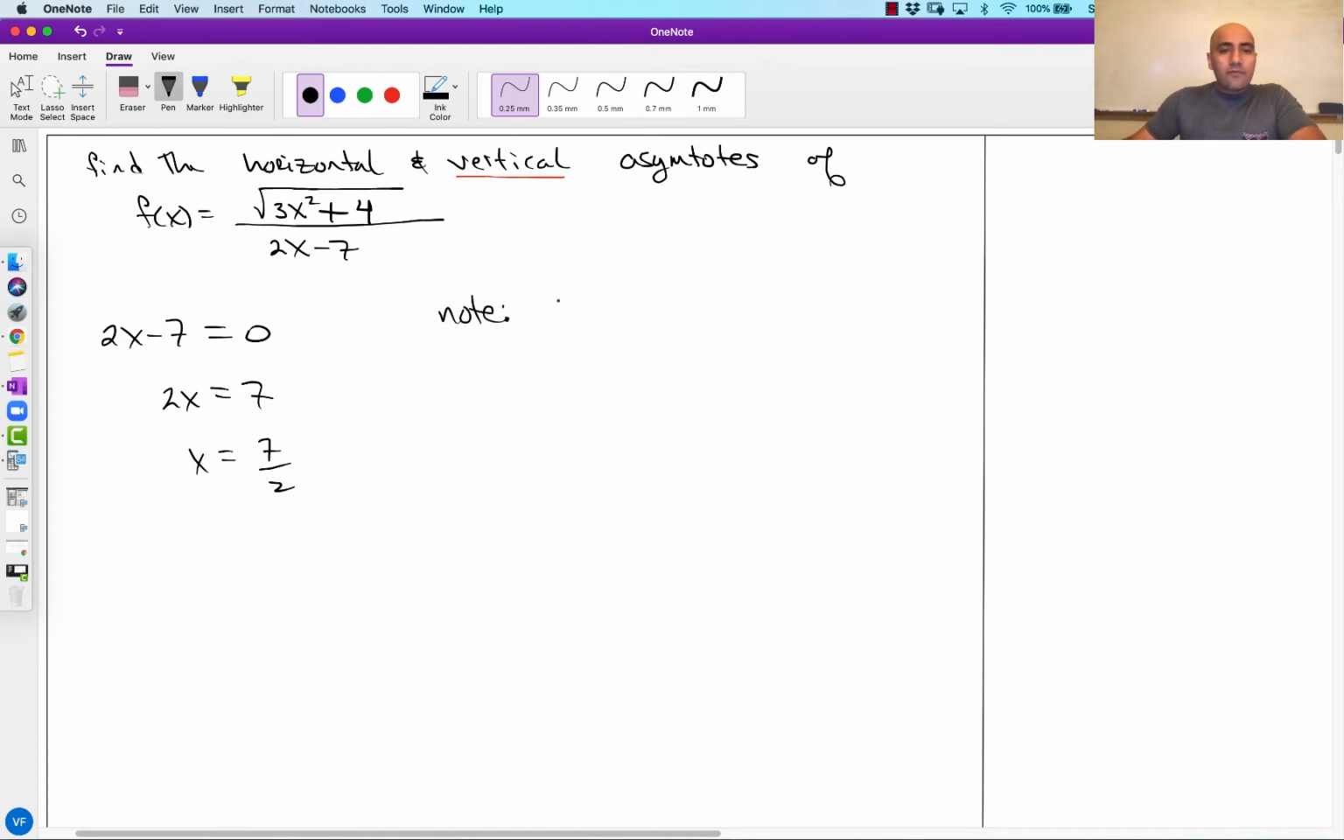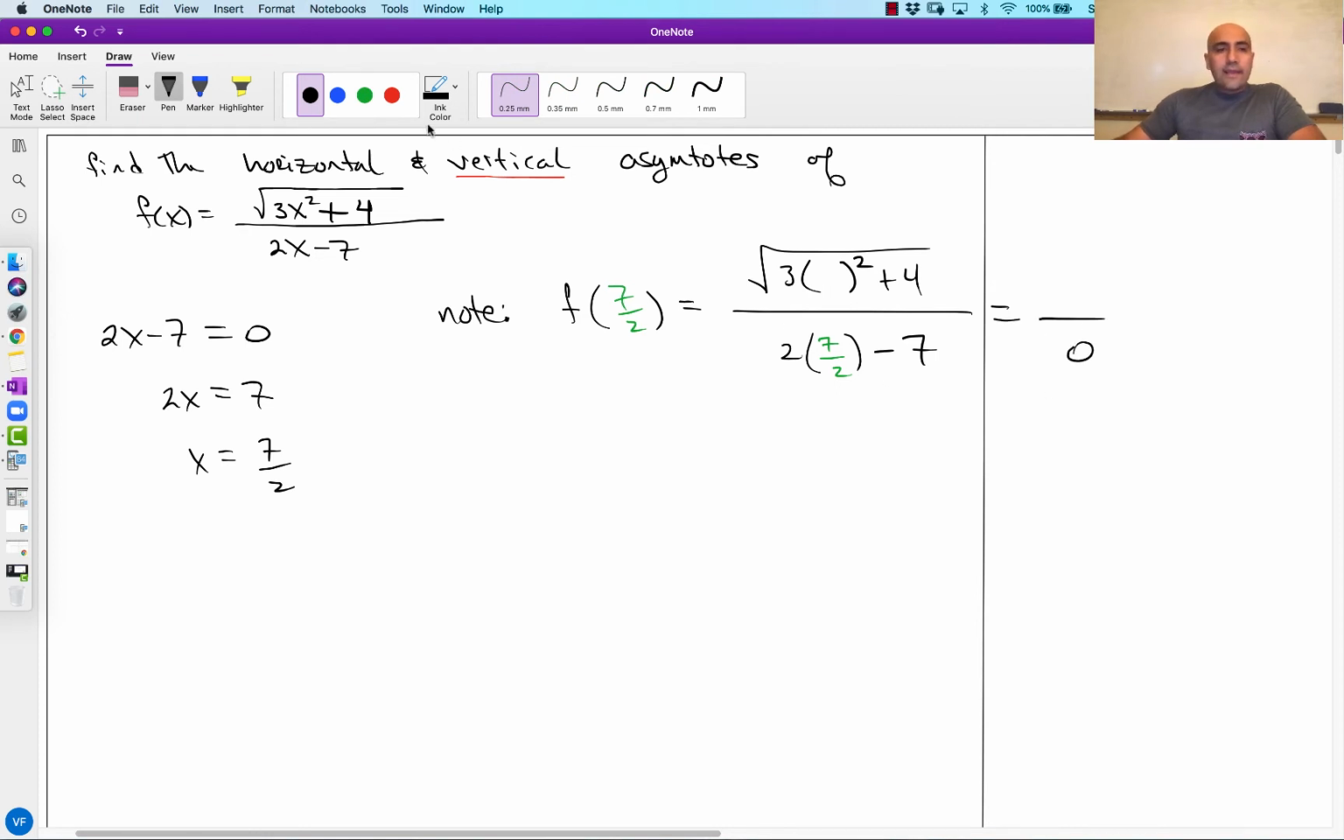So note, in the denominator, I'm going to end up with a zero if I do this. And in the numerator, we get 49 divided by 4, so 147 divided by 4 plus 4, square root of all that, square root of 40.75, and that becomes 6.38 over zero, which we know is undefined, right? So it's undefined because there's a zero in the denominator.